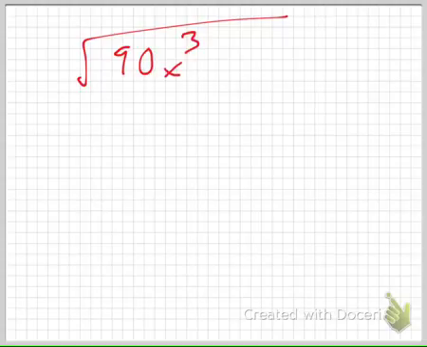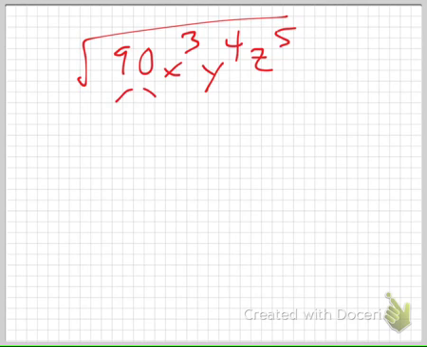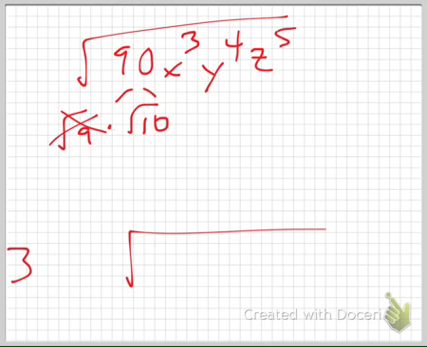Okay, and then here's a big one, square root of 90 x to the third, y to the fourth, z to the fifth. You pull out 90, and so it's the square root of 9 times the square root of 10. Square root of 9 is a good one because it's just 3. Pull that out. Square root of 10 is the square root of 2 and square root of 5. You can't do anything with that, agreed? So then 10 stays in here.